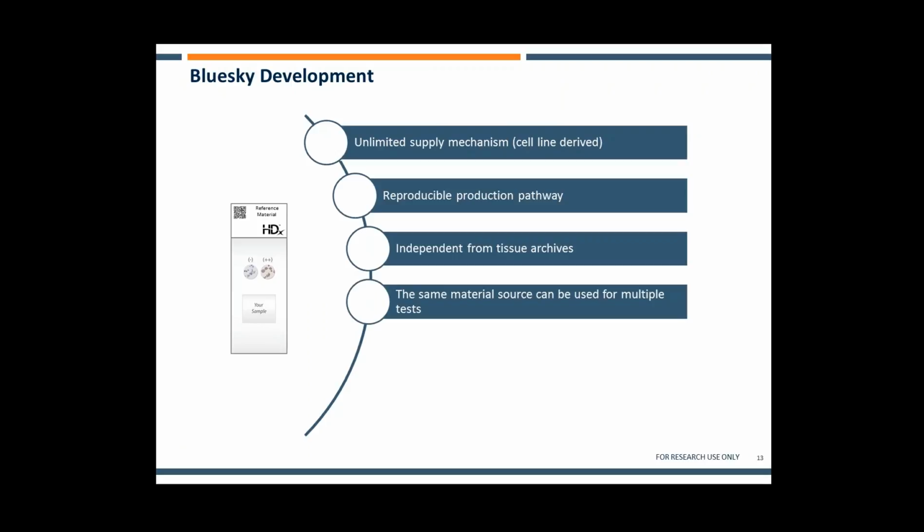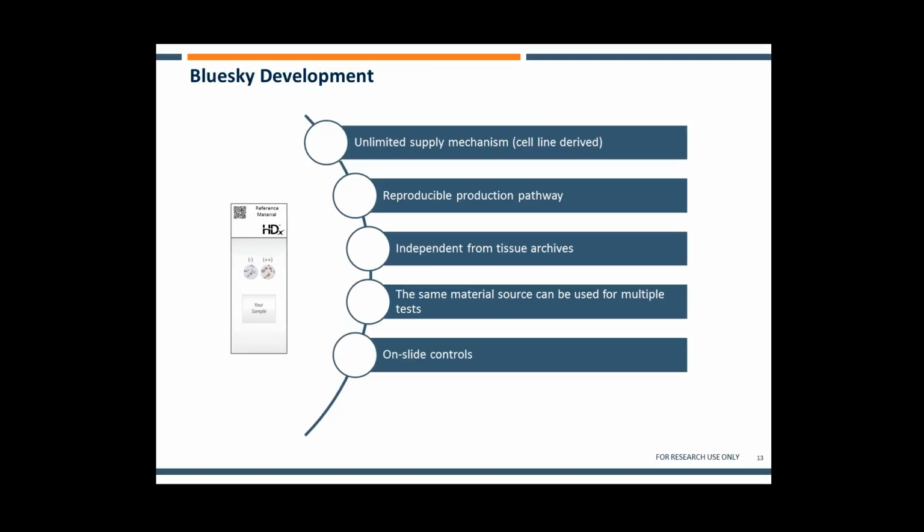The same material source, being the cell lines, can be used for multiple tests. You no longer have the issue of availability of tumor material for validation. The same material can be used for NGS testing, for IHC testing, or for FISH testing. And they provide an on-slide control. So every slide is like a miniature assay. It has its own environment, its own staining, and therefore the on-slide control provides a direct reference point to the material that may be placed on that slide.